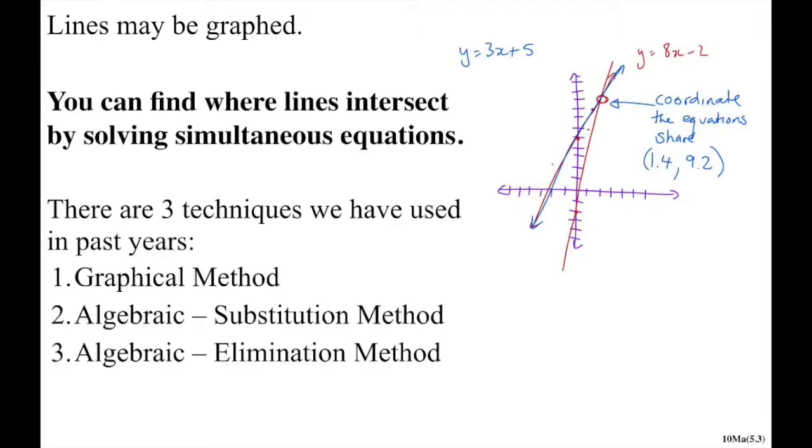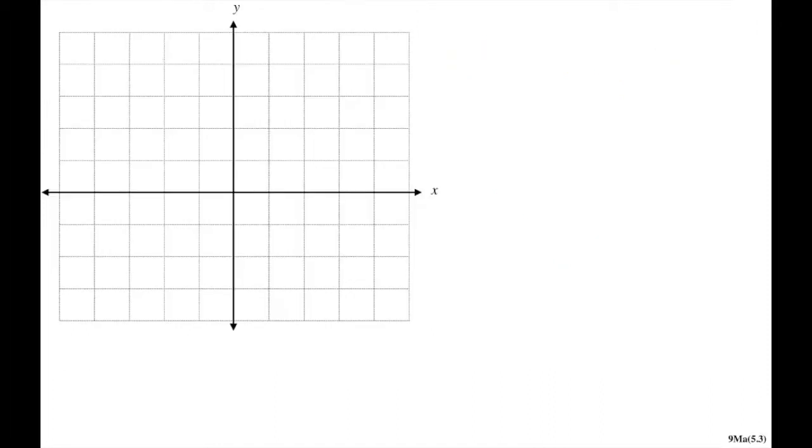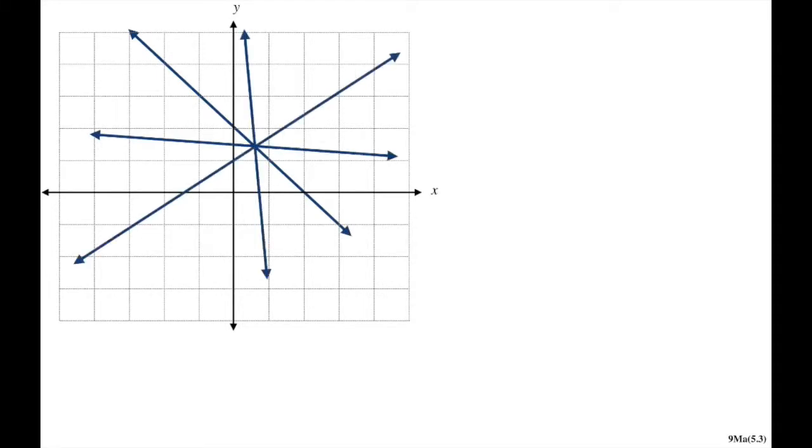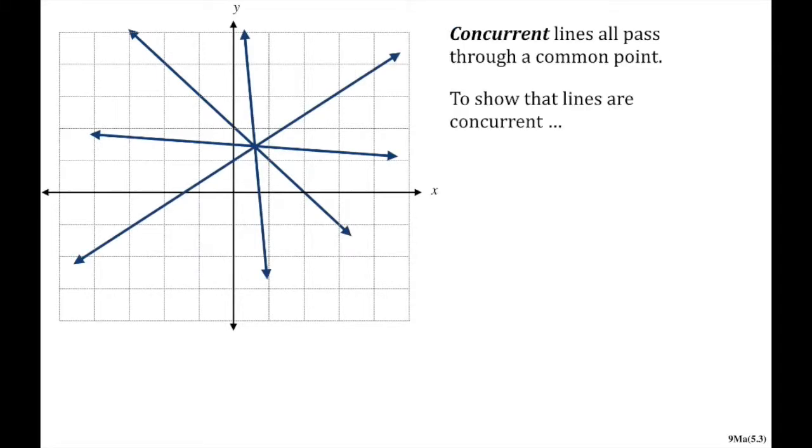In the past, there were three ways that we've actually done that. We've either drawn the graph and found where they met, or we've used the substitution or elimination methods. One more term that we need to be aware of is concurrent lines. When you've got a whole lot of lines that all meet at one point, those lines are called concurrent because they all meet at a common point.